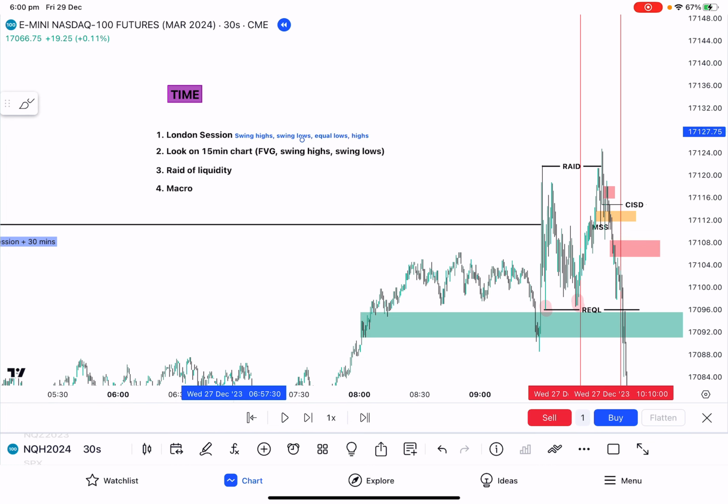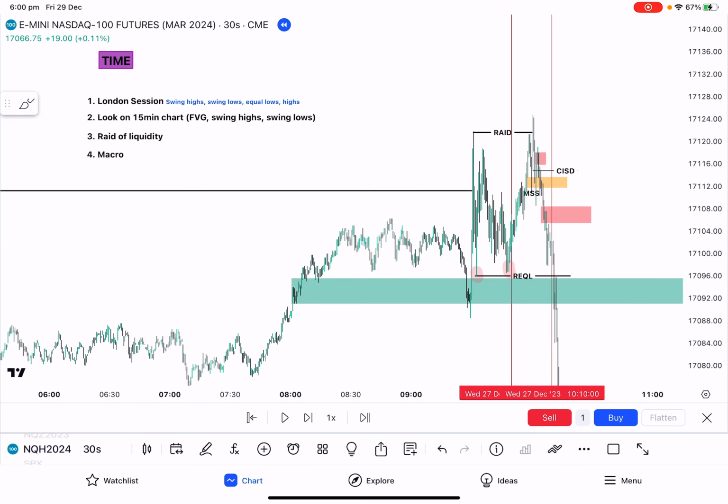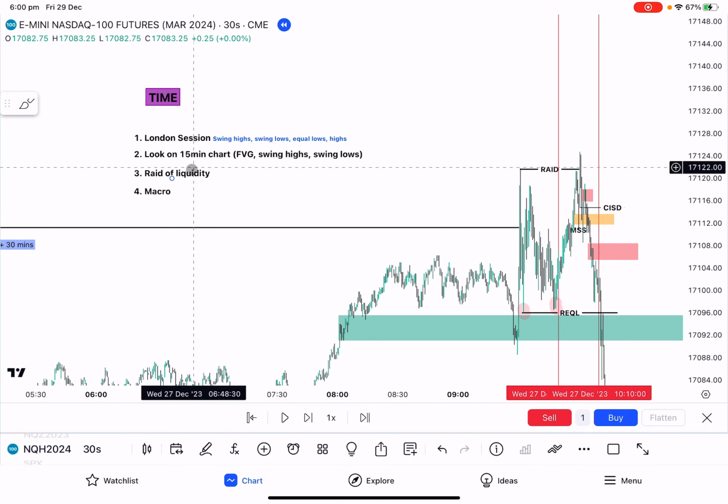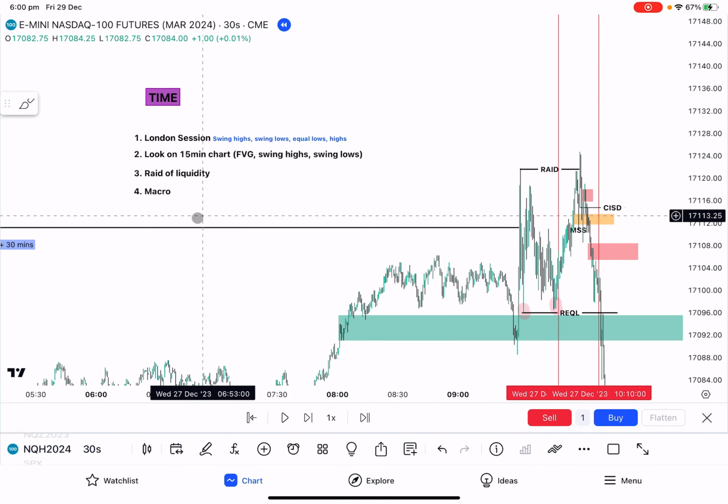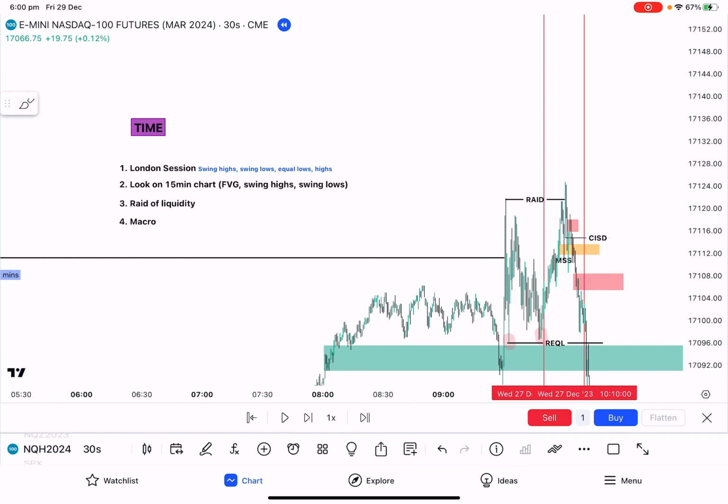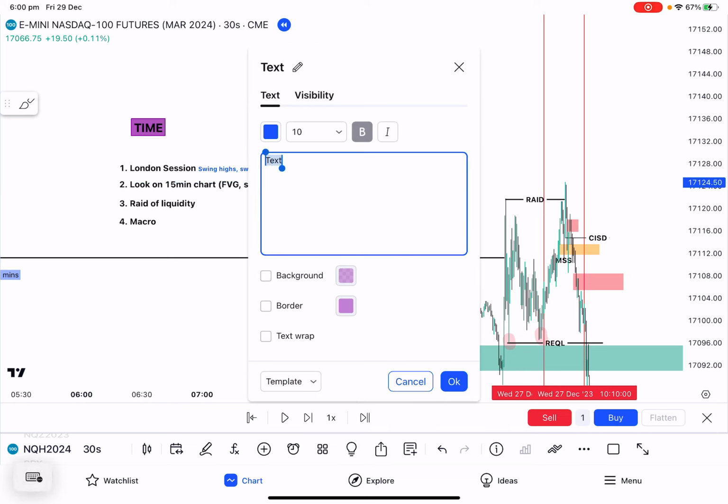And I know that the London session is important if you're trading the New York session. Now, if you're trading the London session, you'll be looking at Asian session highs, Asian session lows. Same principle here, right? Exactly the same principle. All these 4 steps will still apply. On the 15-minute chart, I'll look at fair value gaps, swing highs, swing lows, and also the overall order flow of price.